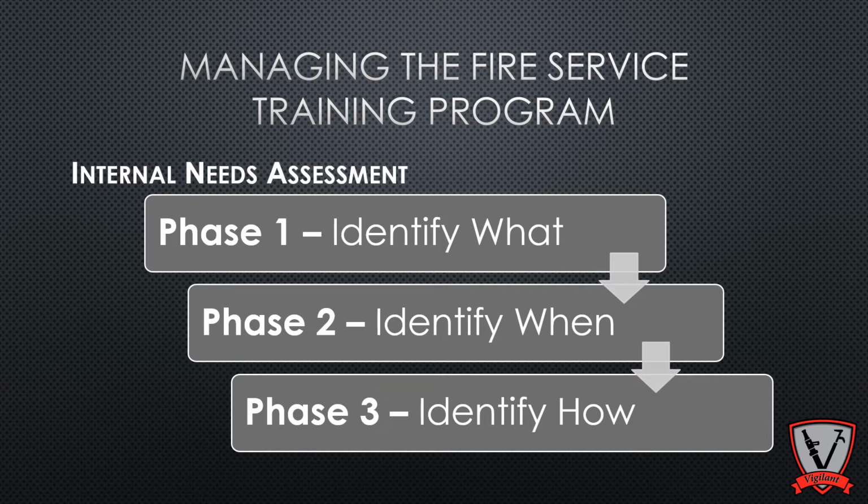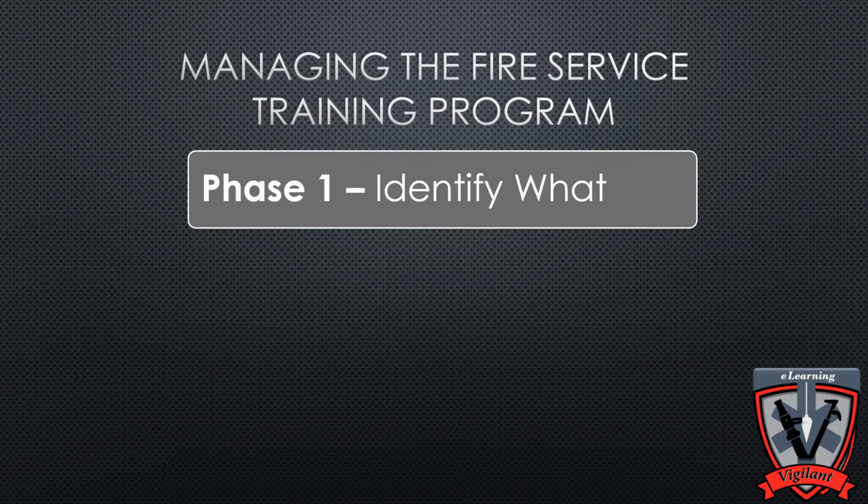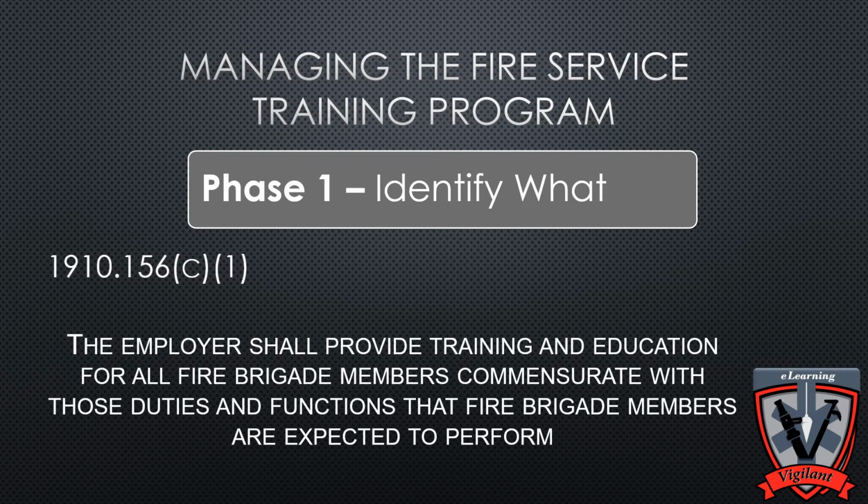So it answers those 3 things that the organizational statement was looking for, but we'll break it up into phases so we can do an actual needs assessment inside of our organization, breaking those little pieces into smaller pieces. Okay, so identifying the what, phase 1. The employer needs to provide training and education for all members commensurate with their duties and functions that they are expected to perform. The key here is that you have to provide your firefighters with any type of training that you expect them to be able to perform on the fire ground.